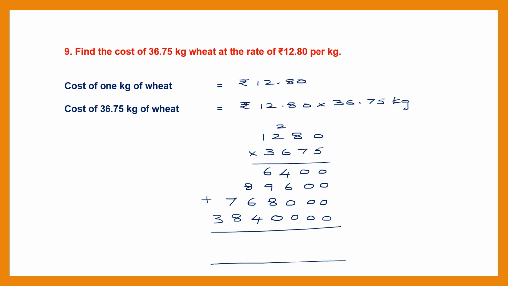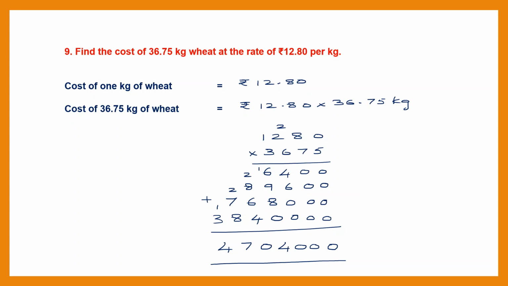So let's add up carefully. 0, 0. 4 plus 6 is 10. Carry 1. Now 6 plus 1 is 7. 7 plus 9 is 16. 16 plus 8 is 24. Carry 2. 8 plus 2 is 10. 10 plus 10. 6 plus 4 is 10. 10 plus 10 is 20. Carry 2. 8 plus 2 is 10. Plus 7 is 17. Carry 1. 3 plus 1 is 4.